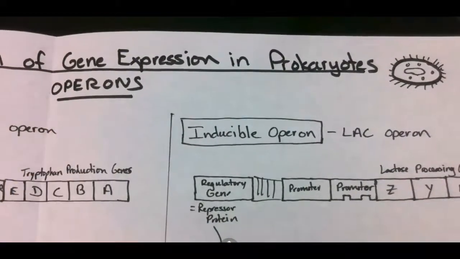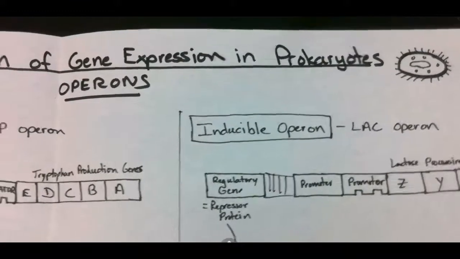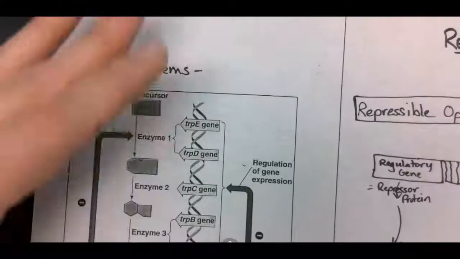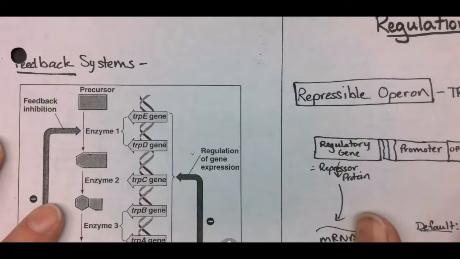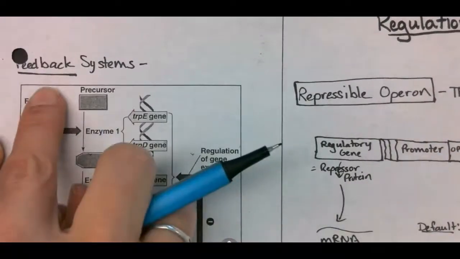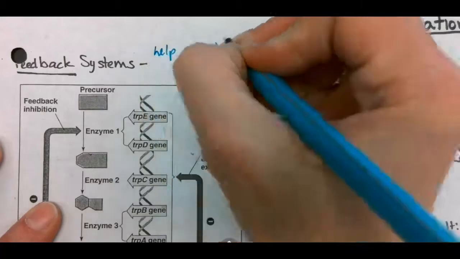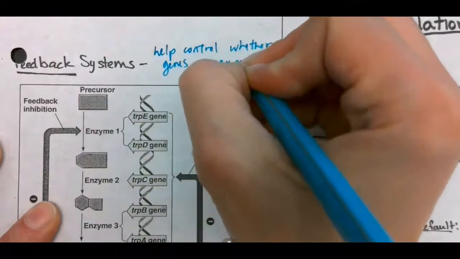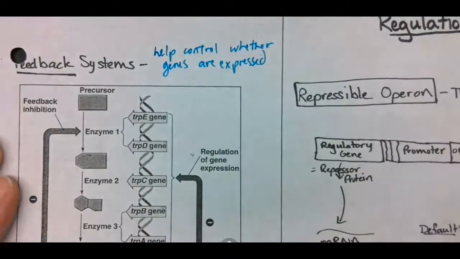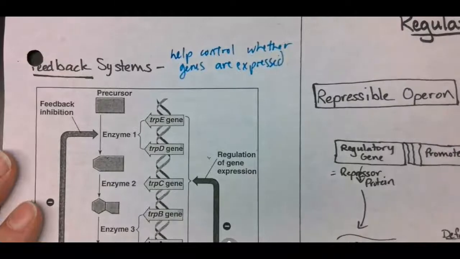Before we get into operons, I want to review something we did when we talked about controlling blood glucose levels and childbirth, when we talked about feedback systems. Feedback systems aren't just something that happens in our endocrine system. Feedback systems are used all over the natural world, okay? In this example, feedback systems are going to help control whether genes are expressed in these prokaryotes. And we're going to basically be talking about negative feedback. Okay, so let's go through this example.